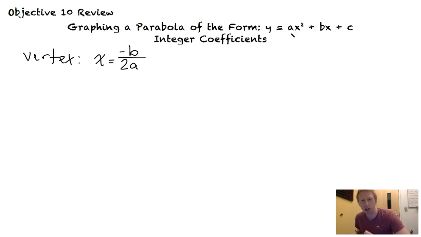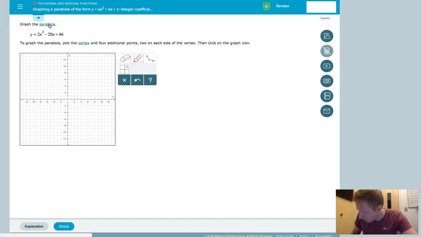After this, you will only need to know how to substitute x values into the function, solve for y values, and then plot the points. Let's look at an example problem in Alex. Graph the parabola y equals 2x squared minus 20x plus 46. And again it says, plot the vertex, and then 4 additional points, 2 on each side of the vertex. And then click on the graph icon, and then check the answer.